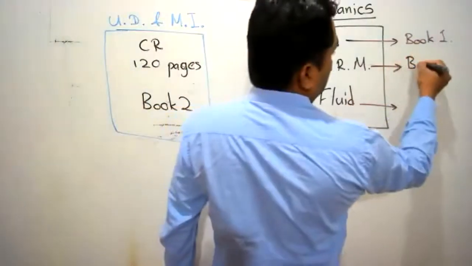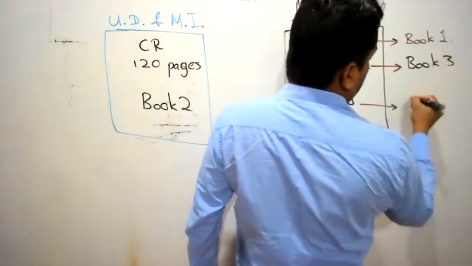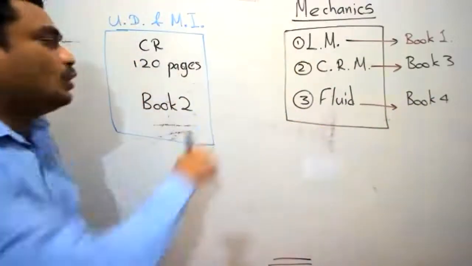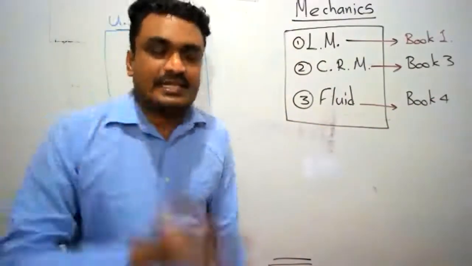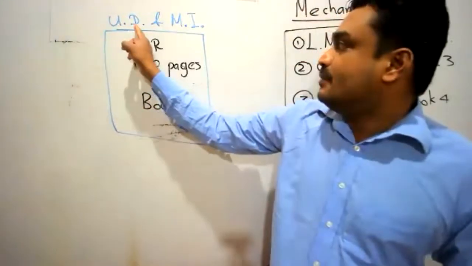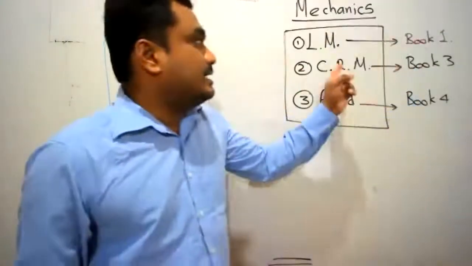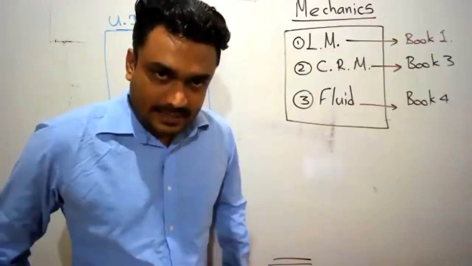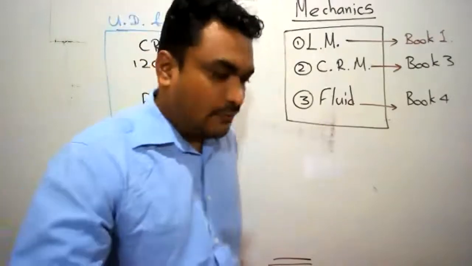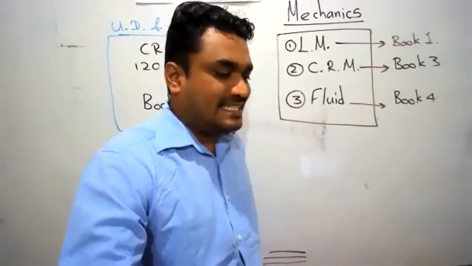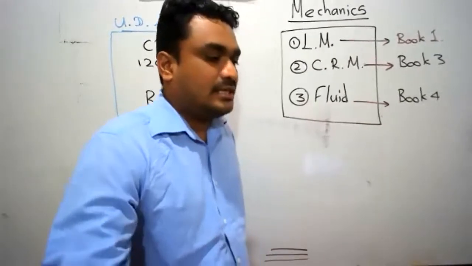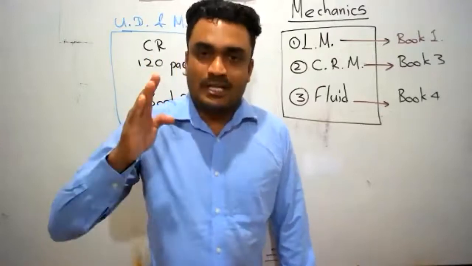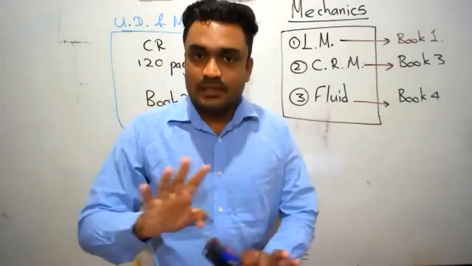This will be book number 3, and this will be book number 4. So you need 4 books for the first 2 lessons. The first lesson according to the syllabus is units, dimensions, and measuring instruments. The second lesson according to the syllabus is mechanics, right? So you have to maintain 4 separate books. Then only it is easy because there will be so many questions given for them, and theory will be there. So from the very beginning, you must maintain 4 separate books, right?